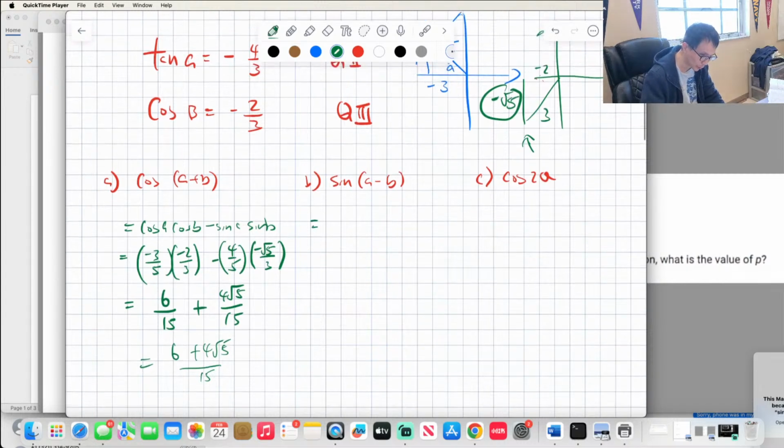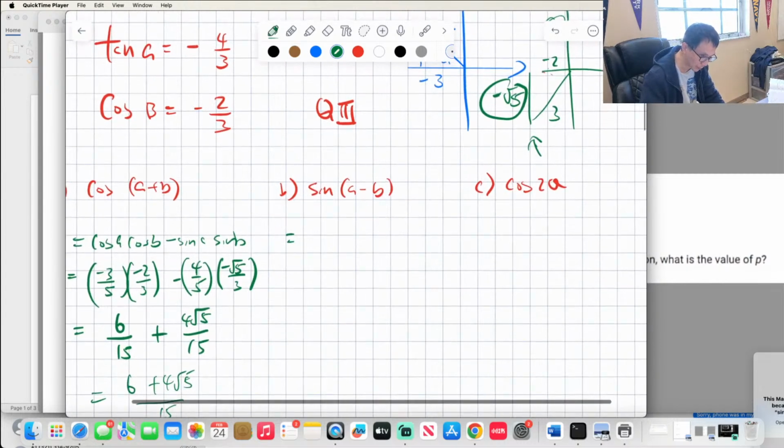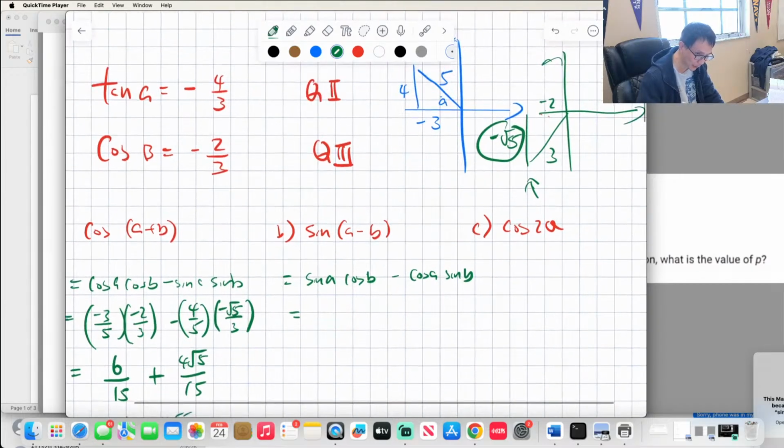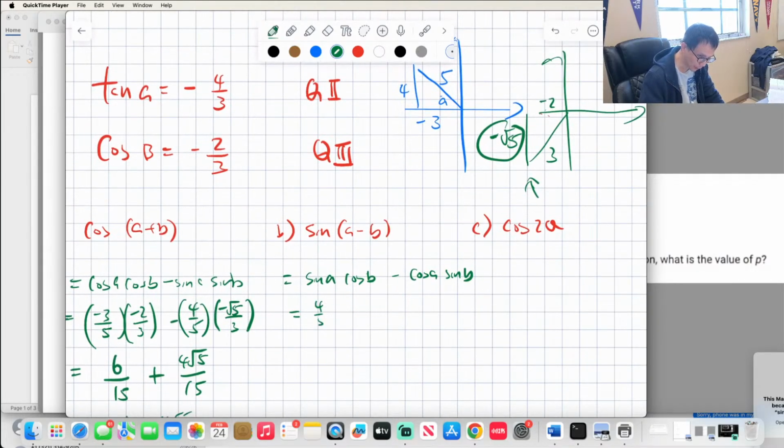Same thing for the second one. I'm just going to do it really quickly. Double check my mistakes though. Sine of A, cosine of B, plus or minus cosine of A, sine of B. If you write it so many times, you memorize the formula. So what is sine of A again? It's 4 over 5, right? And what is cosine of B?